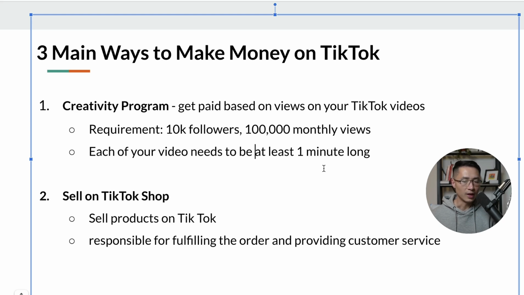The second way to make money on TikTok is through selling on TikTok Shop. So this is basically e-commerce on TikTok. You're basically selling products on the platform. So you'll be responsible for coming up with that product and be responsible for fulfilling the order when the order comes in, and also be responsible for providing the customer service to the customer.